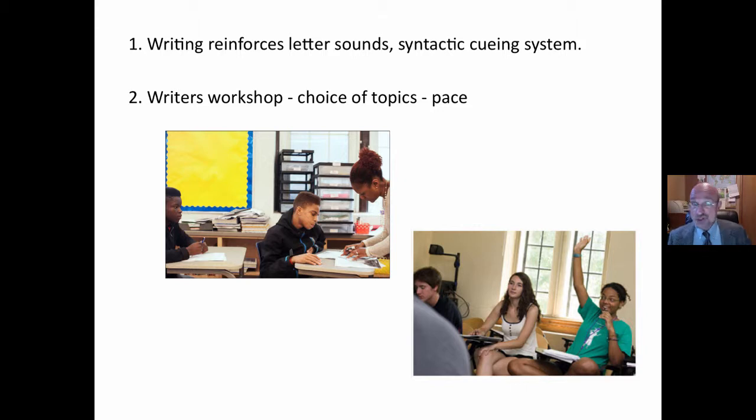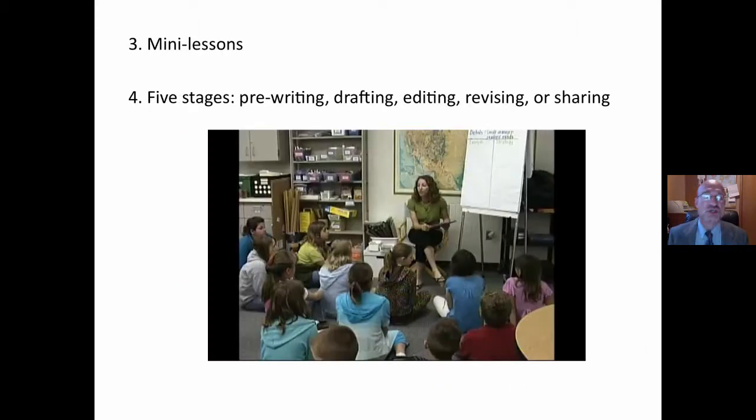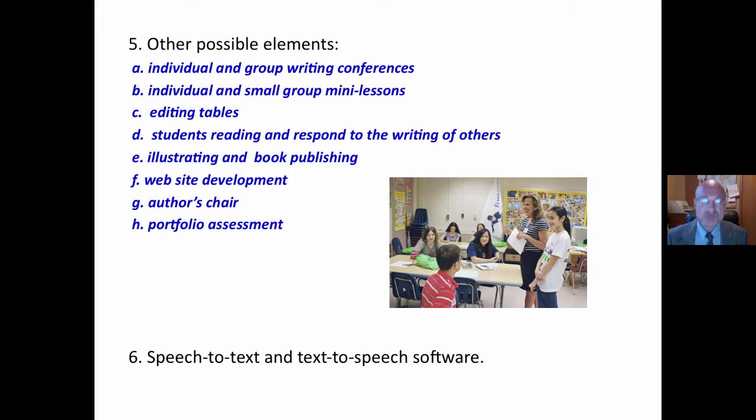Writer's Workshop means that students choose their own writing topics. They're all working at their own pace. They're all working on their own projects, which are at different stages. There are mini lessons, either whole class, small group, or individual. These last anywhere from 2 minutes to 10 minutes on specific topics. And it focuses on 5 stages of writing: pre-writing, drafting, editing, revising, and or sharing. So there are pieces of writing going on at all different stages here.